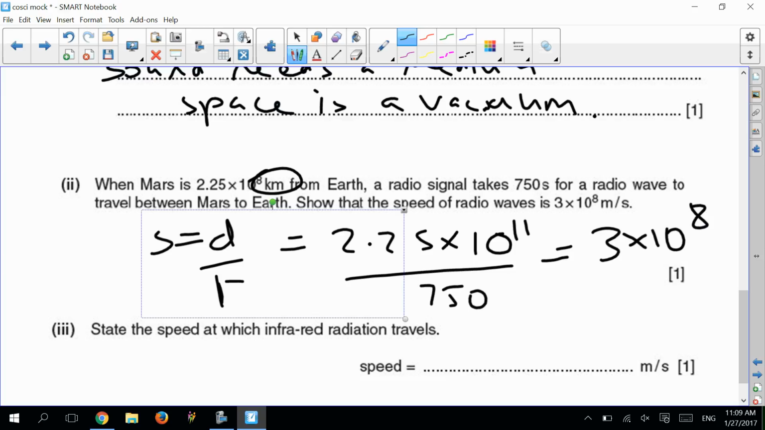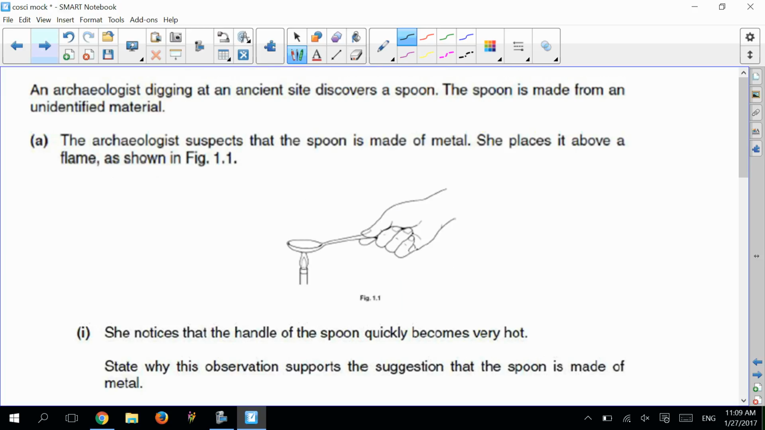And then state the speed at which infrared radiation travels. Well, infrared is an electromagnetic wave. It travels at the speed of light, okay, which is 3 times 10 to the 8, which is the same as the previous answer. And finally, an archaeologist digging at an ancient site discovers a spoon.